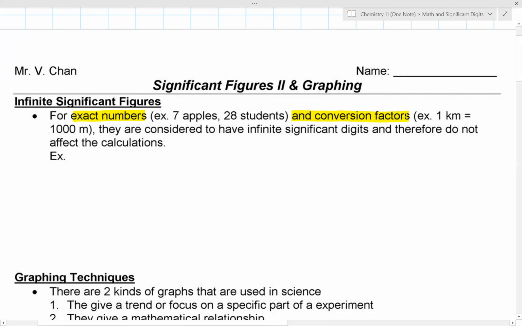This is a set value. Same thing for exact numbers. If I were to count how many apples or how many students, I know exactly how many I have. So when you have zero uncertainty in your measurement, what that means is that you have an infinite number of sig figs and therefore do not affect the calculations.